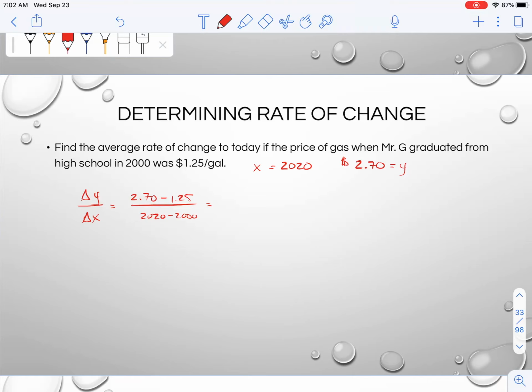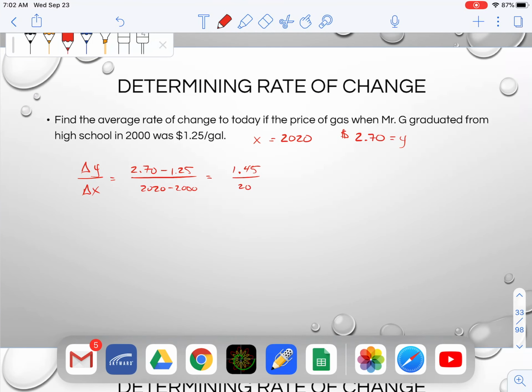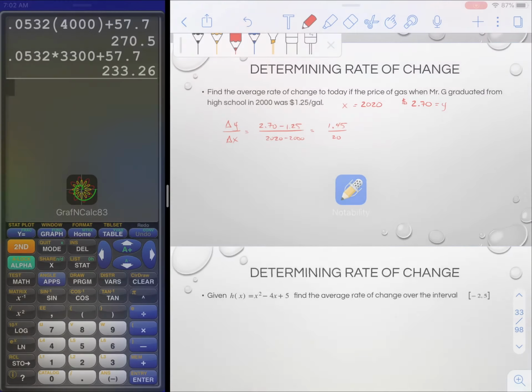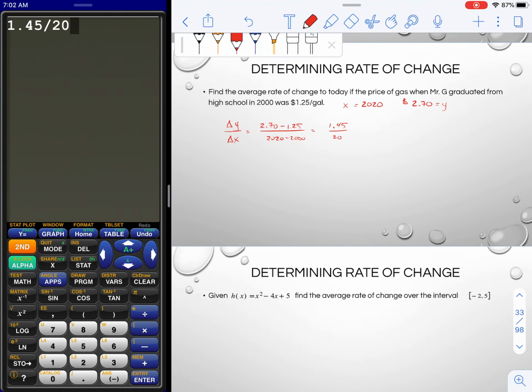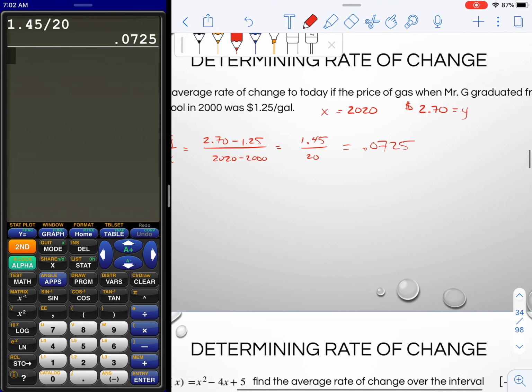So here we're going to have $1.45 divided by 20, which is going to give us 0.0725. What's that 0.0725 mean? Well, think about it. Here, my units are dollars per year. So this is the change in price. My price is increasing by 7 cents every single year.